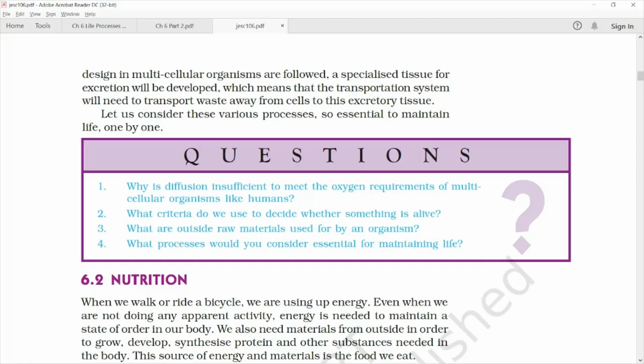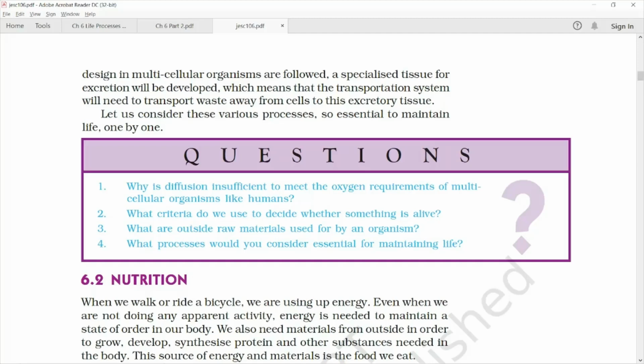So now let's figure it out, guys. Diffusion is insufficient to meet the oxygen requirements of multicellular organisms because diffusion is a slow process and the body of multicellular organisms requires oxygen regularly and in huge amounts. Hence, diffusion is insufficient to meet the requirements of multicellular organisms.